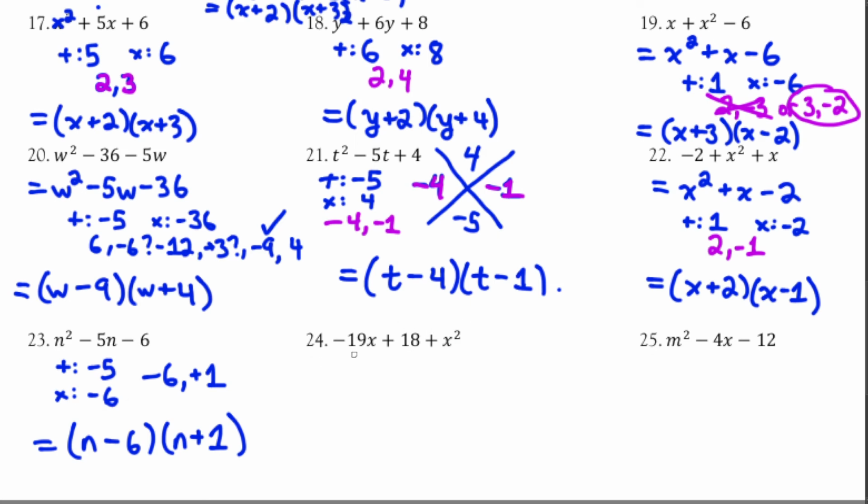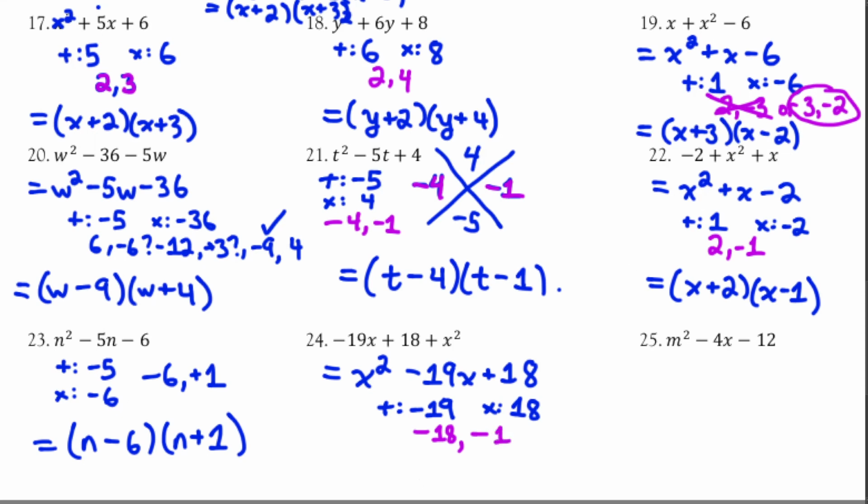Number 24, again, is all messed up in all different order. So let's get it in the form x squared plus bx plus c. The two numbers should add up to b and multiply to c. Well, I need them to add up to a huge negative number, but they have to multiply to be a positive number, so they must both be negative. Sure enough, negative 18 and negative 1 work. So the factors are x minus 18 times x minus 1.